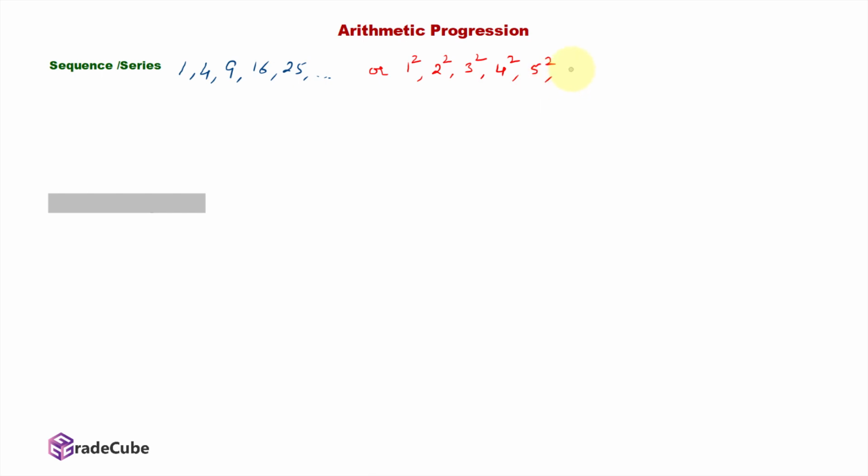And hence we know what will be the next term. It will be 6 square because it is increasing by 1. Every term is increasing by 1, having square on each of it. So there comes the 6 square. 6 square means 36. So we know that the next term of this sequence will be 36. That's why it is a sequence, because we can predict the next number. Okay, let's take another example.